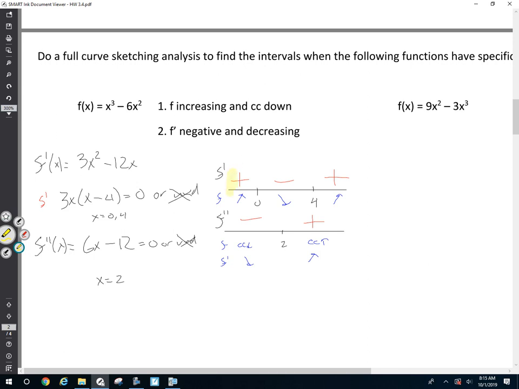So for number 1, increasing, concave down, the only time when the signs of those agree is from negative infinity to 0, or x is less than 0.